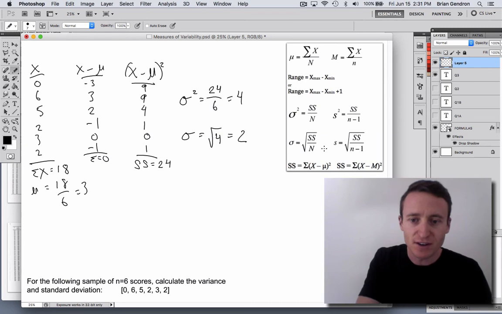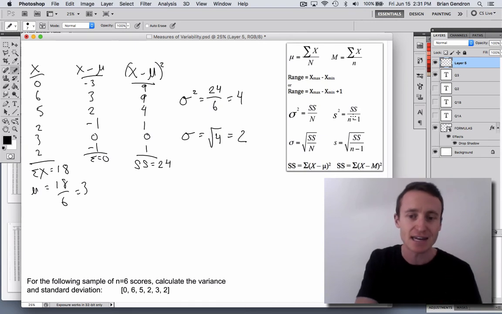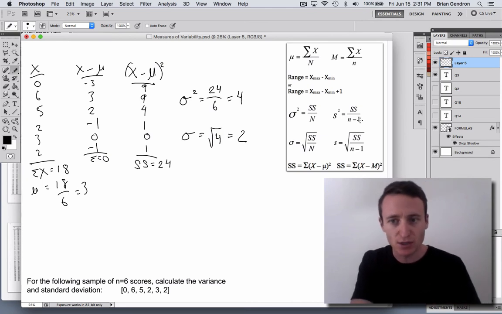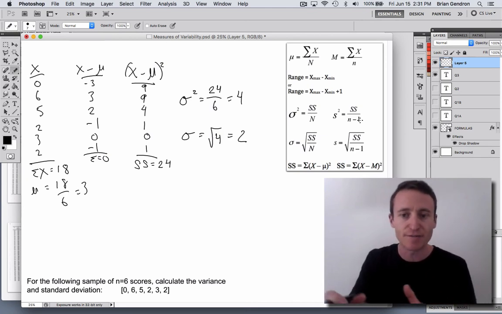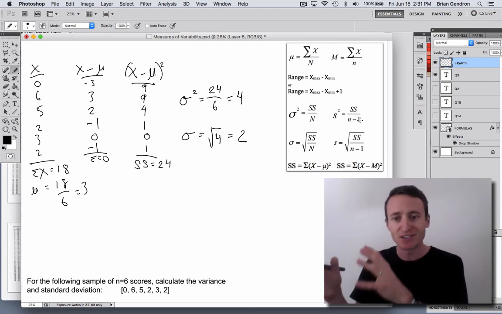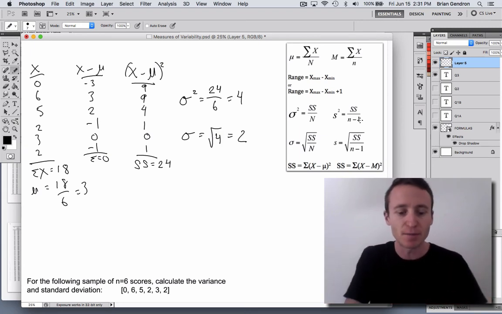Now the only difference in your calculations is when you get to this final stage. Rather than divide SS by n, you divide SS by n minus 1. So let's go ahead and do that, and then we'll end this video talking about why we did that, the difference between n minus 1 for a sample versus just n for a population.